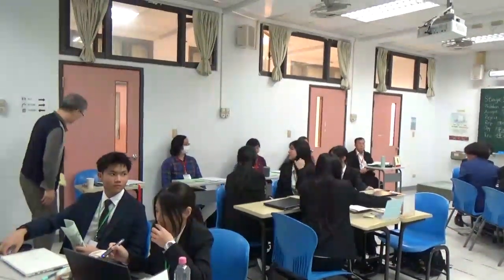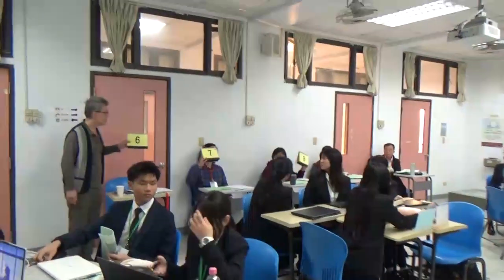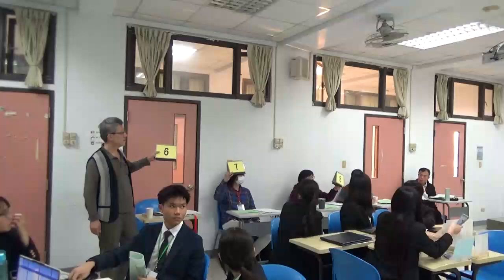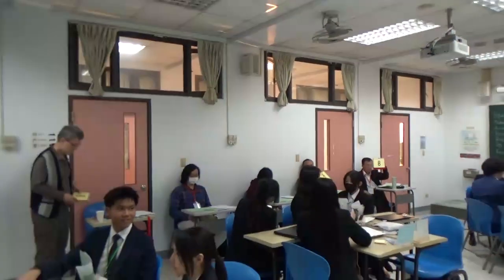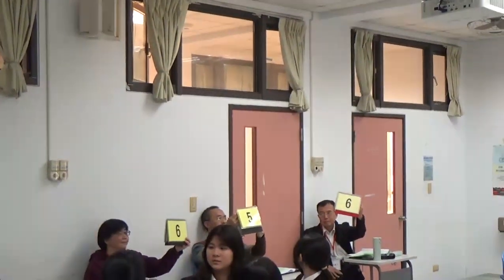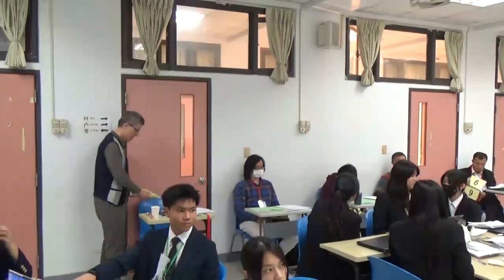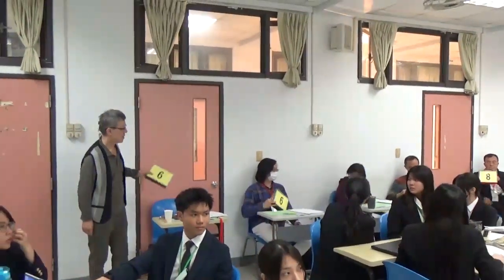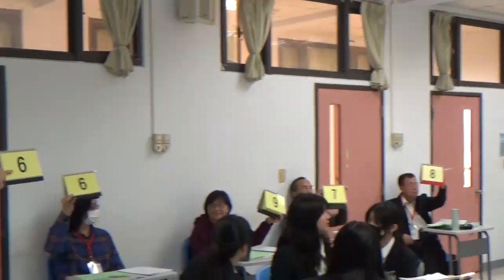Let's find out the score. The scores for the reporters are 6, 7, 8, 8, 8. The scores for the reporters are 5, 5, 6, 5, 6. The scores for the viewers are 6, 6, 9, 7, 8.